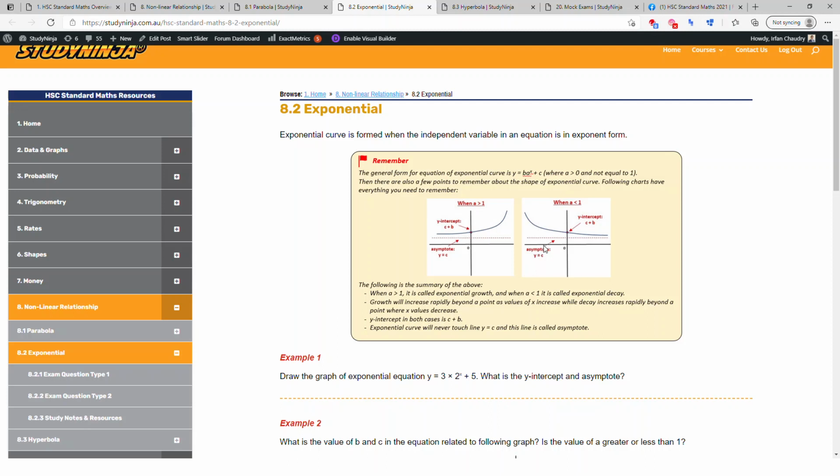The important point here is that the asymptote is the line that the curve would never touch, and that line is at c. So where y is equal to c, that's the asymptote. The other thing that you need to know here is that the y-intercept is c plus b. If you add them, that's the y-intercept.